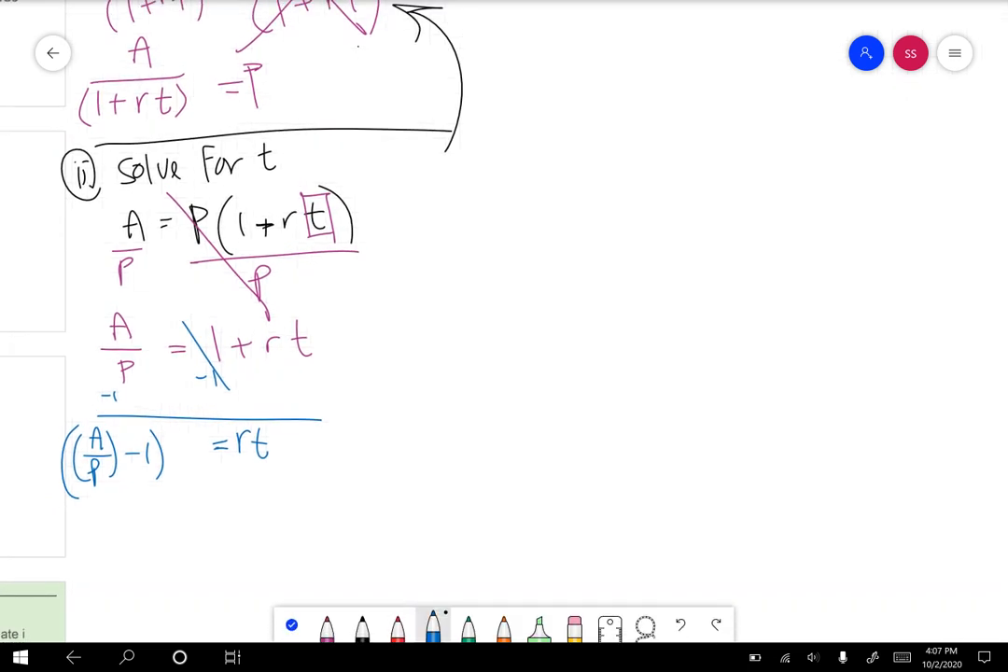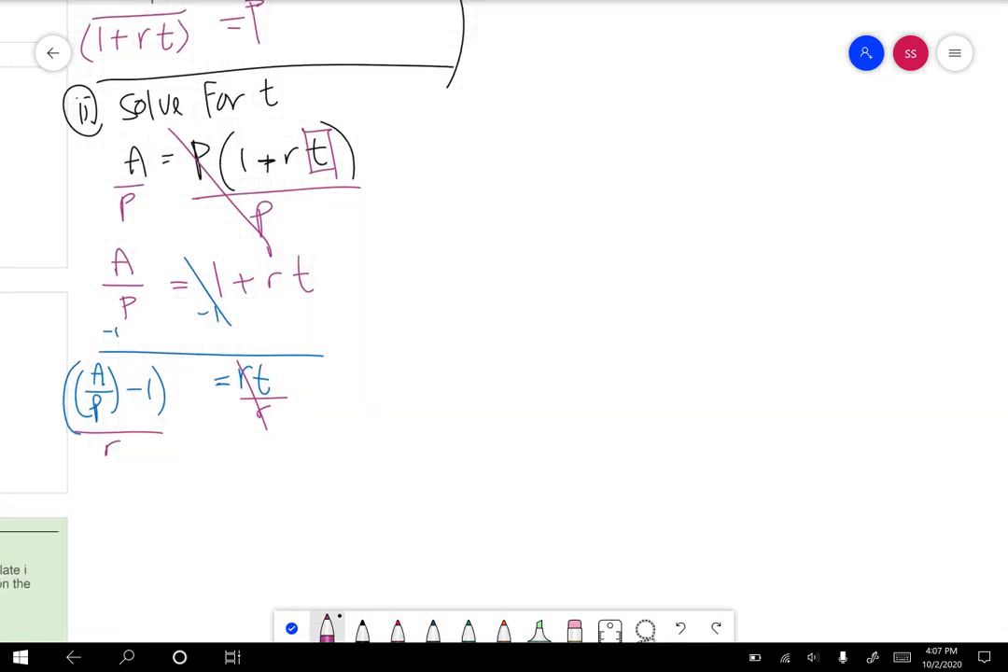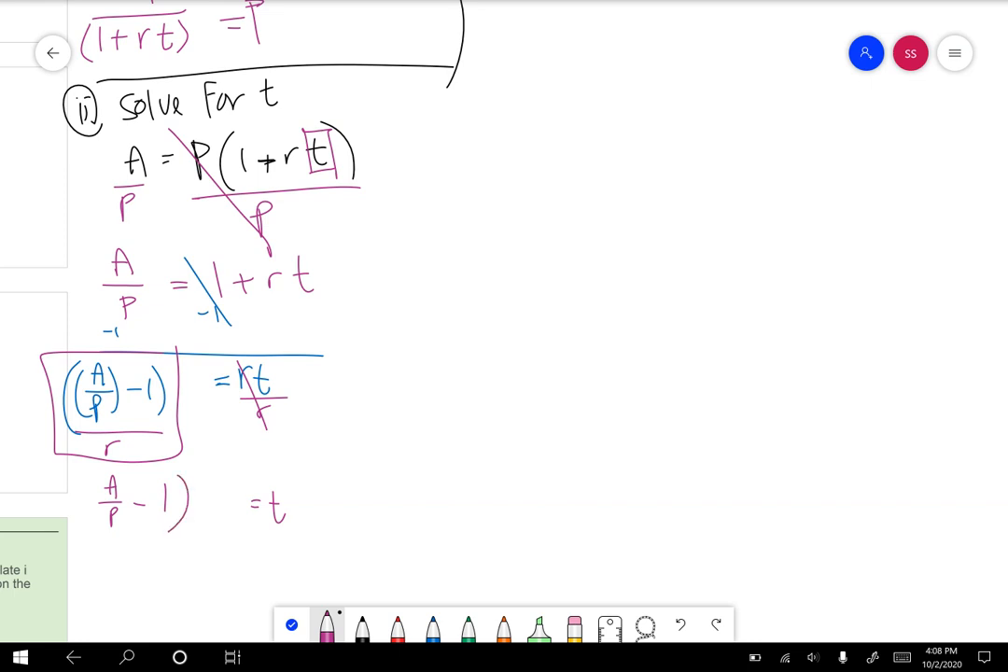So now we need to get rid of the R because we're solving for T. Right now it's being multiplied, so let's divide. So our answer then is going to be T equals basically this thing right here. That giant mess. We have A divided by P, all of that we're subtracting 1 from, and all of that we're dividing by R. So yes, there are fractions happening inside of fractions, and that's totally fine.